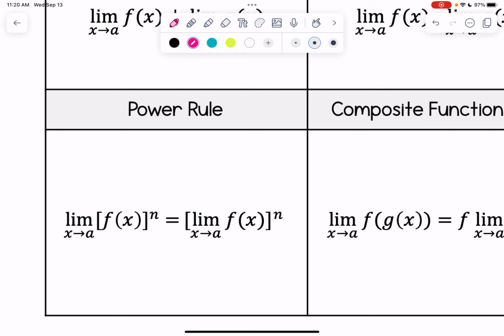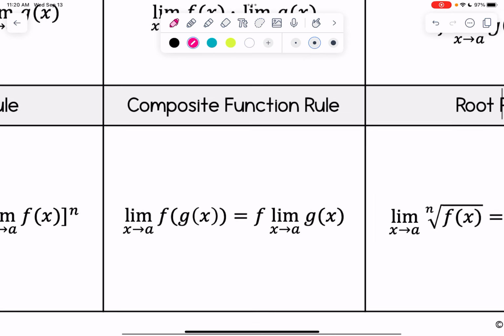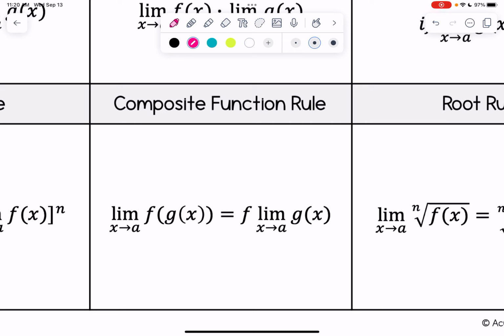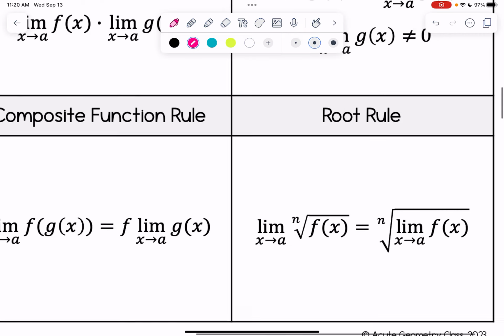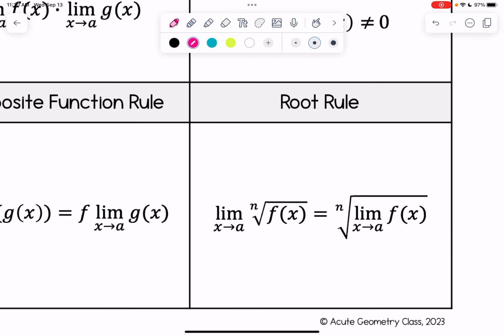The power rule. The limit of f of x to the nth power is basically equal to the limit as x approaches a of f of x, all of that to the nth power. Composite functions is when one function is substituted into another. So the limit as x approaches a of f of g of x is equal to f of the limit as x approaches a of g of x. And finally, we have our root rule, where we could think about this similar to the power rule as well. Basically, we're going to take the nth root of the whole entire limit.